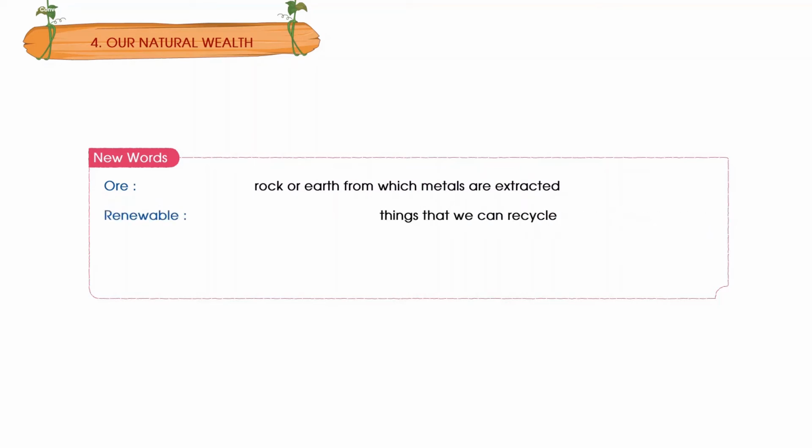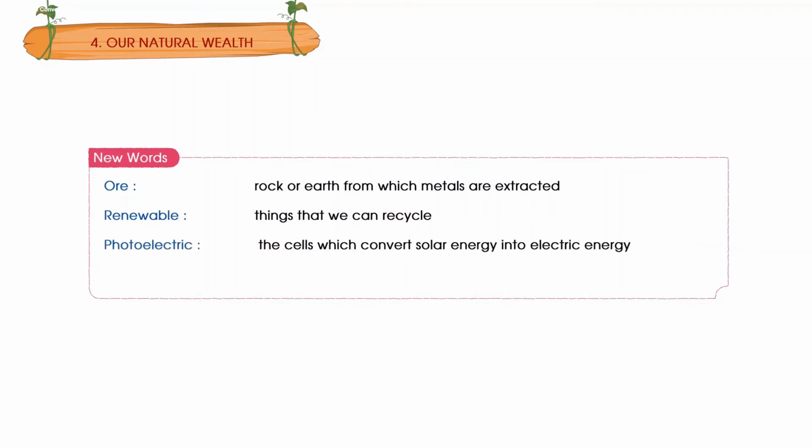New words: Ore, rock or earth from which metals are extracted. Renewable, things that we can recycle. Photoelectric, the cells which convert solar energy into electric energy. Extinct, no longer in existence.